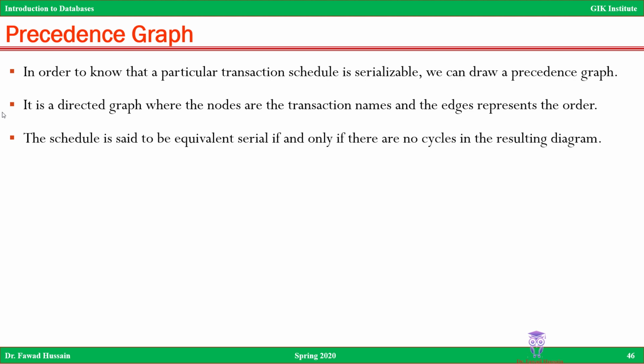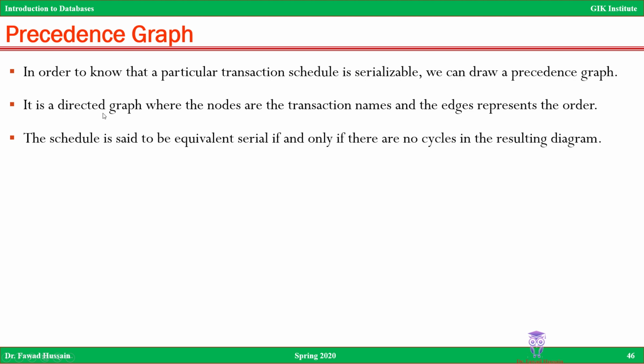When I say it's possible, it means it's not going to result in any problems. If it is not serializable, or the precedence graph gives a conflict, it means that one of the three problems we discussed last time can happen, and therefore the schedule is not serializable. It means you cannot do it in this fashion. So in order to know whether a particular transaction schedule is serializable or not, we draw a precedence graph.